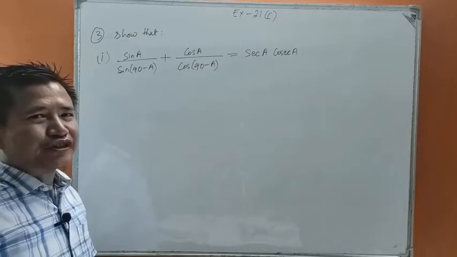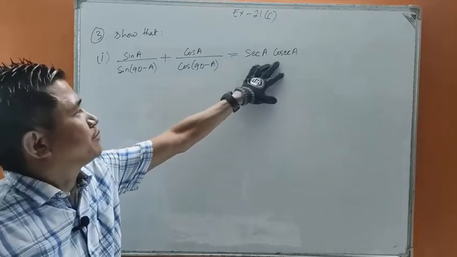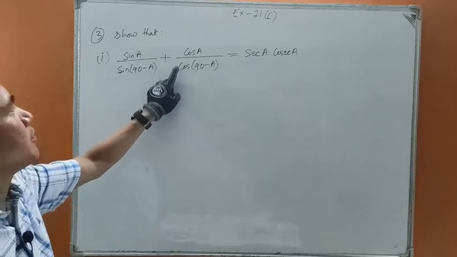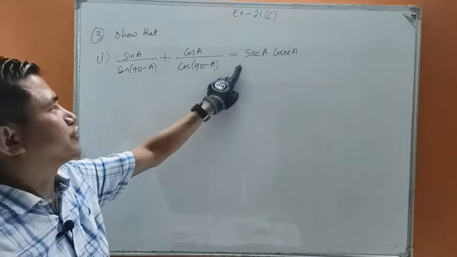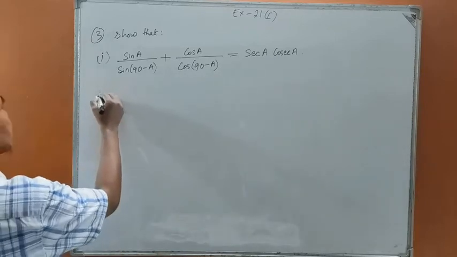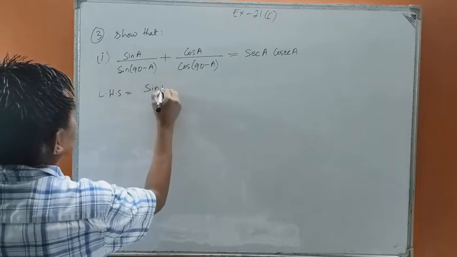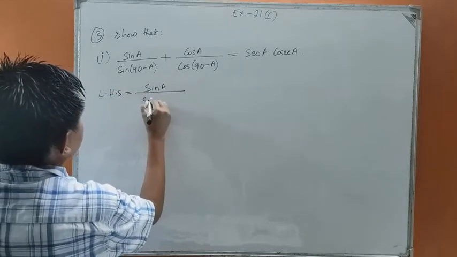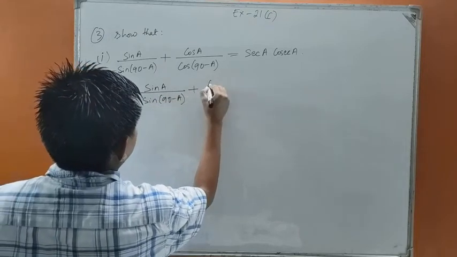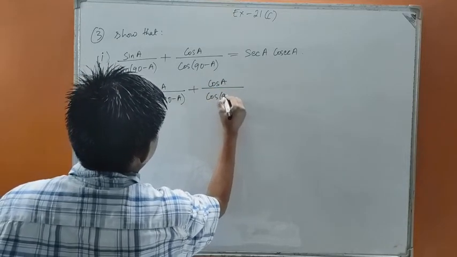Okay, now let us do question number 1 of 3. We are asked to prove that sin a upon sin 90 minus a plus cos a upon cos 90 minus a equals sec a into cosec a. So we are asked to prove this. Let's copy the left hand side. LHS equals sin a upon sin 90 minus a plus cos a upon cos 90 minus a.